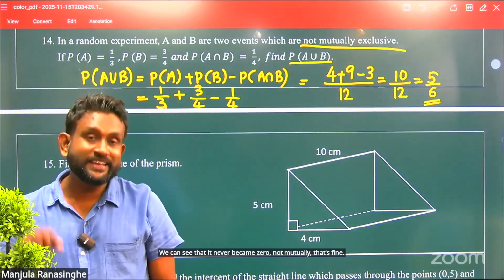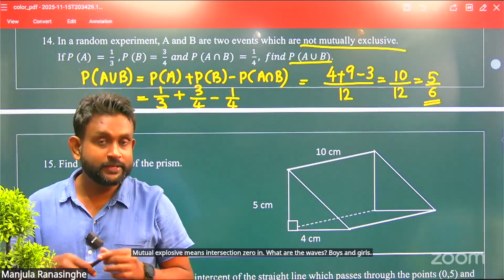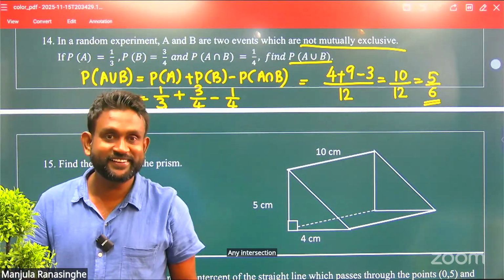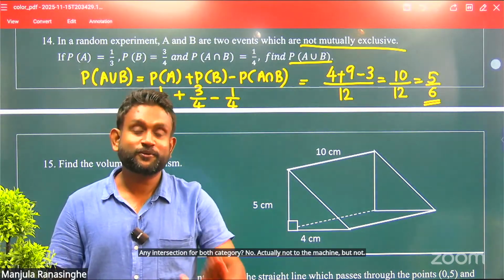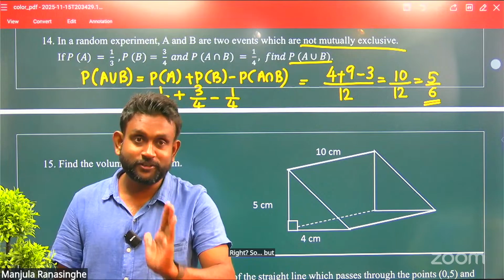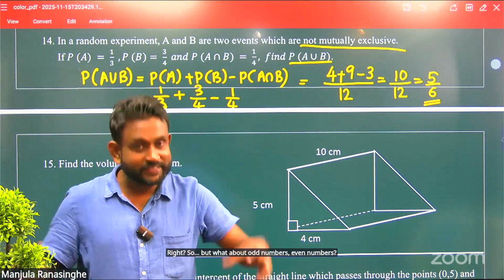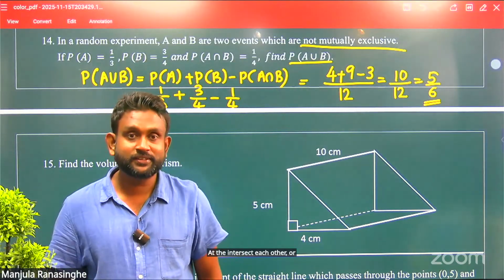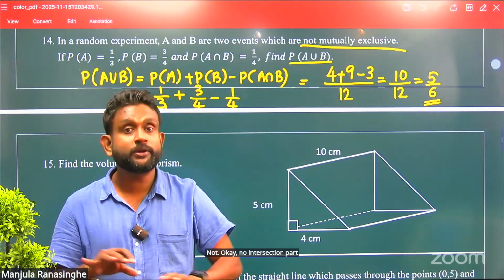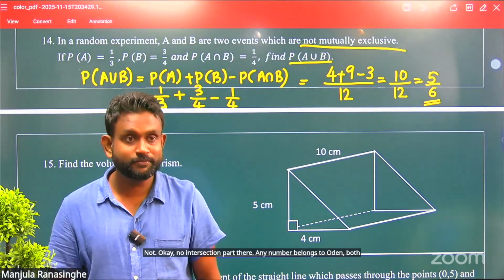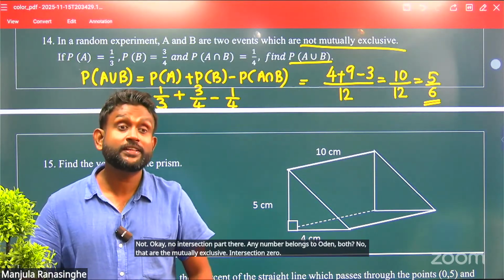Mutually exclusive means the intersection is a zero event. What are the events? Boys and girls. Any intersection for both categories? No, actually not. But what about odd numbers and even numbers? Do they intersect each other? Not. No intersection there. Does any number belong to both odd and even? No. Those are mutually exclusive events. Intersection zero. They are called disjoint sets.